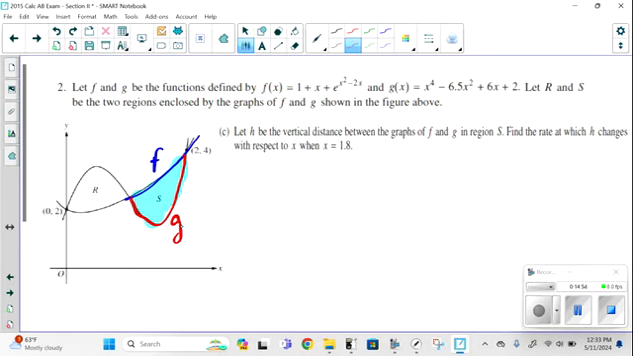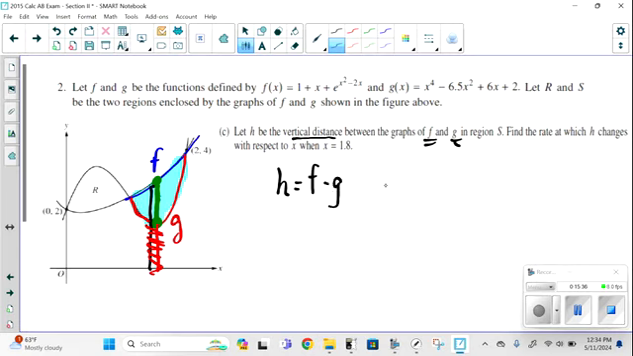First of all, what is h? H is the difference. It's the vertical distance between F and G. Remember, anytime I'm doing this stuff, it's F minus G. Right here, I want the distance from F to G. So I'm going to take F, which is the distance from the x-axis, and subtract the distance of G. So really, it's F minus G.